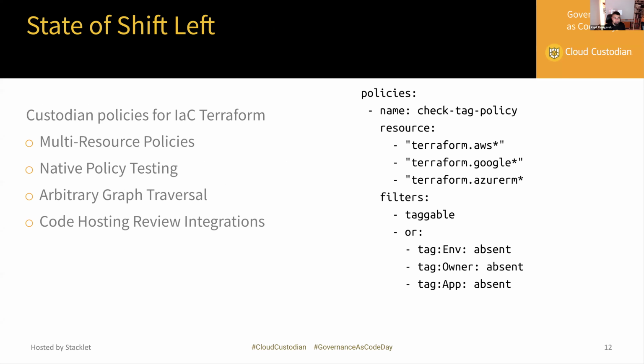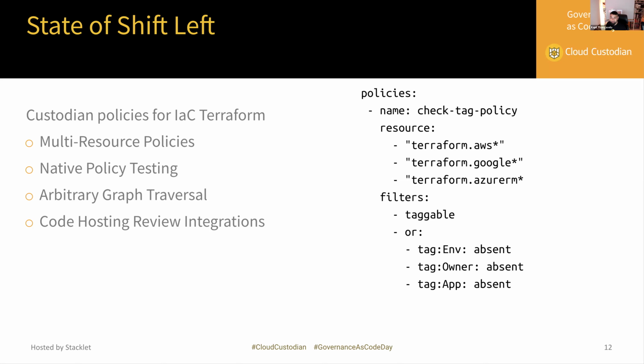Switching tracks, one that we've been really excited about, that came out, I think, December 22 is when this effort first started getting going, is we have Cloud Custodian policies for infrastructure as code in the form of Terraform. The syntax, capability and semantics that are exposed here are a little bit richer than some of our cloud policies because we're operating against an in-memory graph. The first thing is that you can do multi-resource policies, we have native policy testing, and you can do arbitrary traversal from any resource to any other connected resource through multiple hubs. We directly integrate with code hosting platforms like GitHub, GitLab, Azure DevOps, etc.